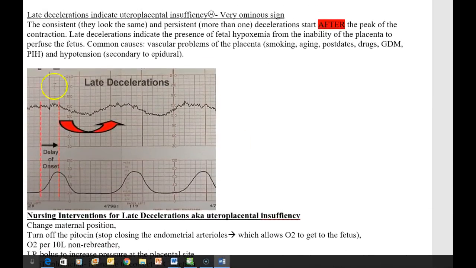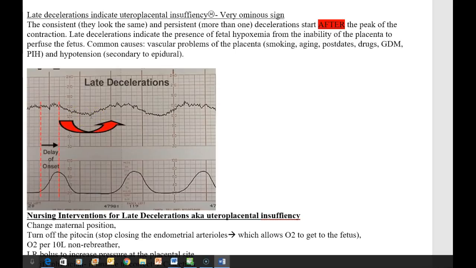Late decelerations, however, are again very smooth, and they don't look like a U, V, or W shape. But they occur after the peak of the contraction. So you can see here's the onset of the contraction, and then here's the peak. These are deemed late decelerations because they start after the peak of the contraction. The baby is getting less oxygen, less oxygen. Now there is no exchange at the peak of the contraction. The baby has no reserve left, so the baby's heart rate will start to go down.